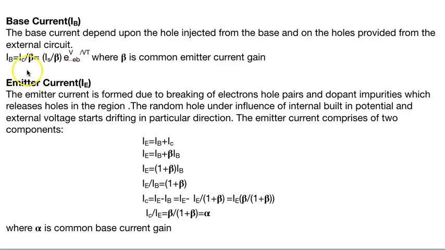The base current can be found by this formula. You can derive the emitter current, which is formed due to the breaking of the collector hole pairs and the dopant impurity, which releases holes in the region. Both these phenomena combine to form the emitter current. The emitter current parameter is alpha, where alpha is the common base current gain.